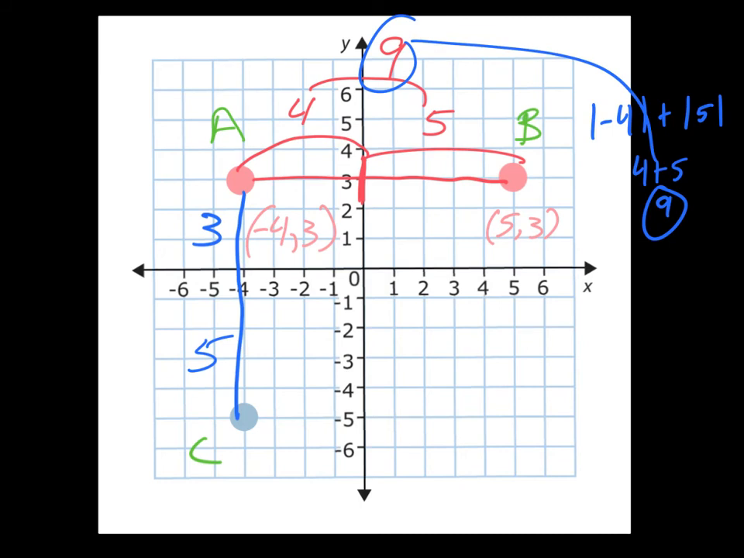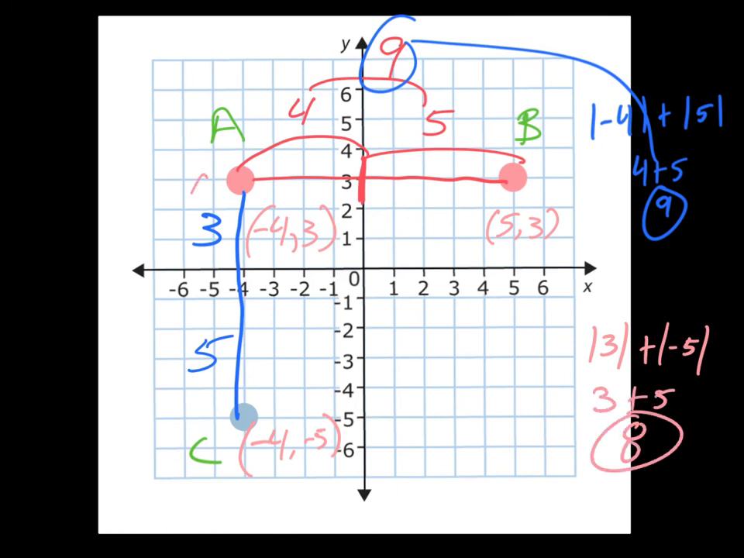And you can do the same thing vertically between points A and C, where the point for C would be (-4, -5). In this case, your x-axis is the same, and so we're just focusing on the y-axis. So we have the absolute value of 3 and the absolute value of -5, which 3 plus 5 will give you 8, which is the same solution that you have if you combine those there.